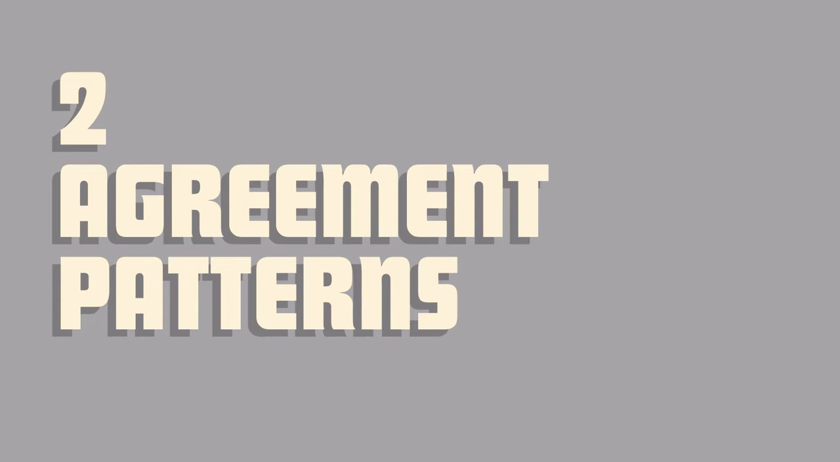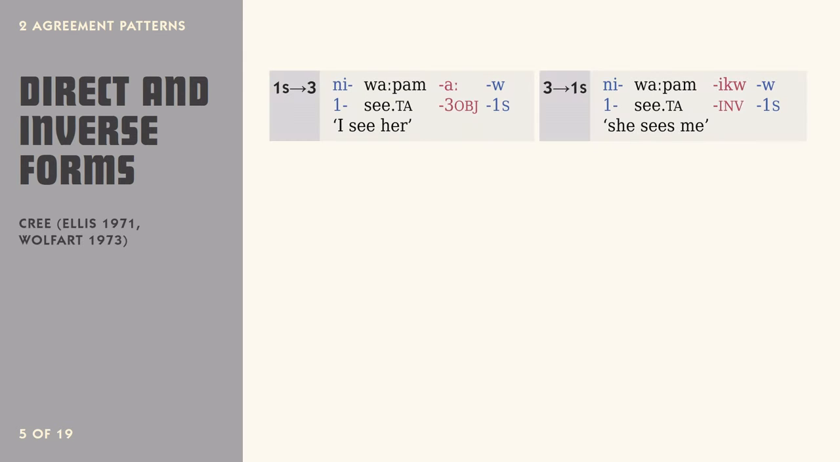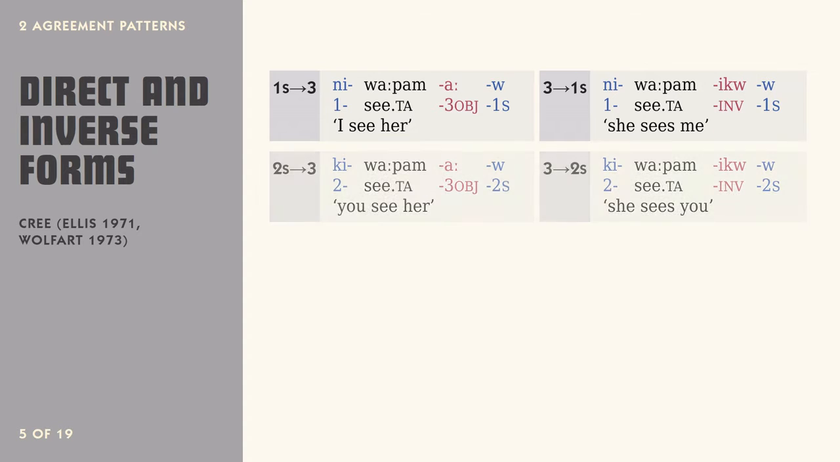Now I'll argue for the two main proposals of this talk, which are, first, that the terms direct and inverse most properly denote agreement patterns, and second, that there's an additional agreement pattern, the neutral pattern, that is neither direct nor inverse. Let's start by looking at some clear examples of direct and inverse forms in Cree. These are independent forms for 1-on-3 and 3-on-1, and 2-on-3 and 3-on-2.